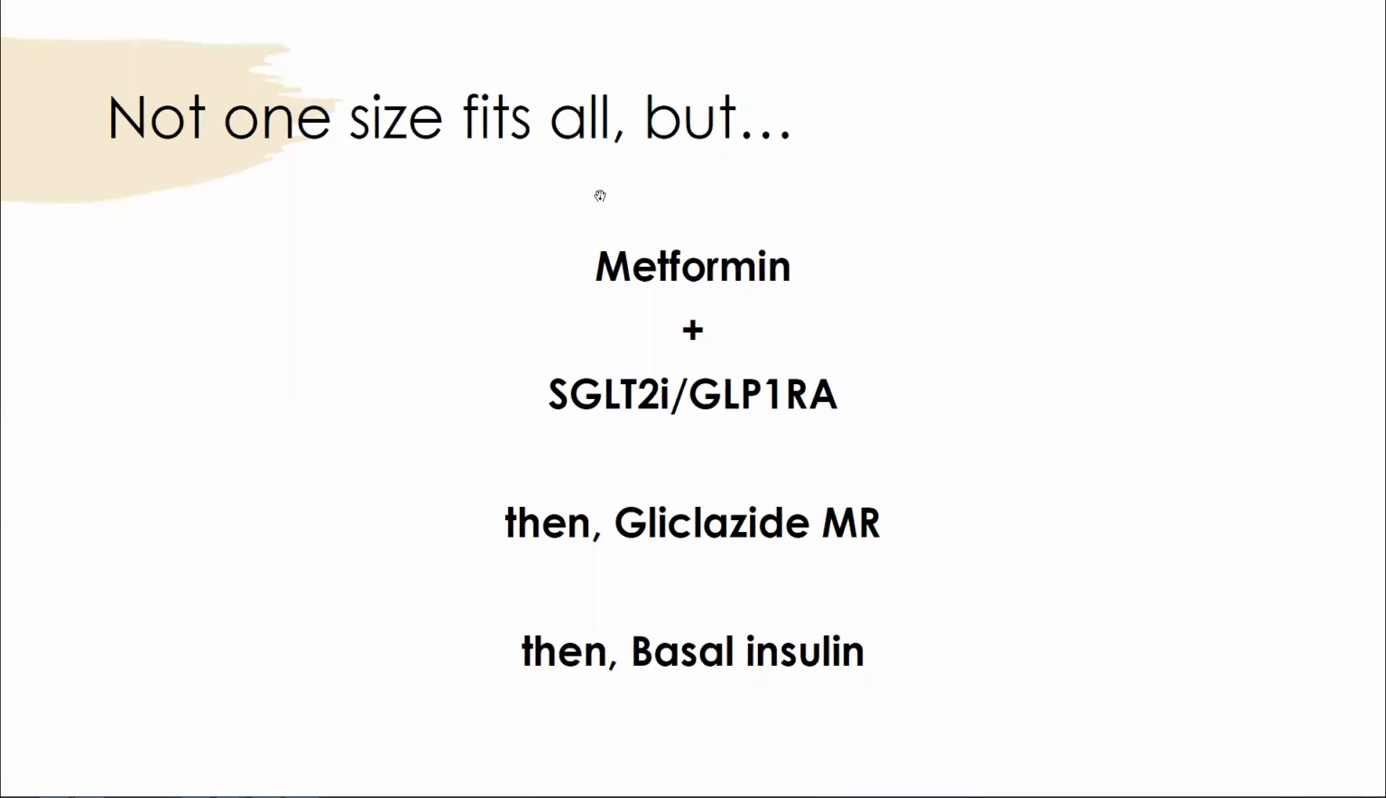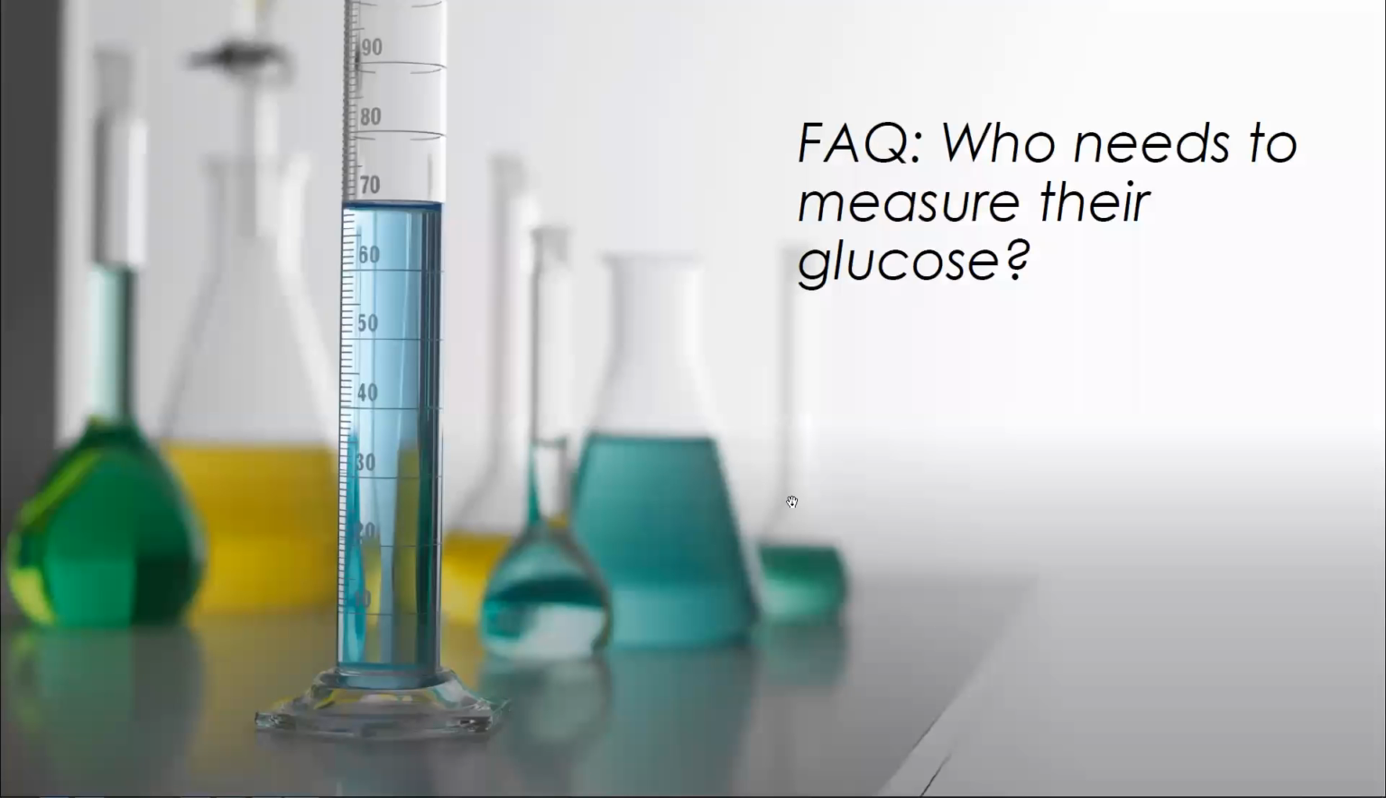So if you look through all of the things I said, it's not really one size fits all, but if you wanted to, this would be my approach for almost every patient. Everyone gets metformin. Then if there's a reason to pick one or the other, I'd pick an SGLT2 or a GLP-1, and then I'd pick the other one. And then if it's not working, I'd add gliclazide MR and then basal insulin. And so this is the order that I would suggest people work in for most patients these days. Obviously, there are special considerations like renal function and things that might change things.